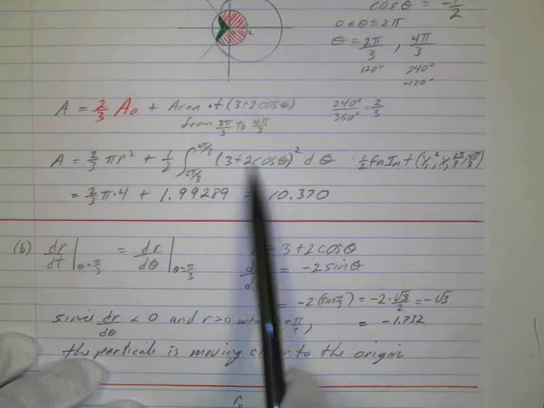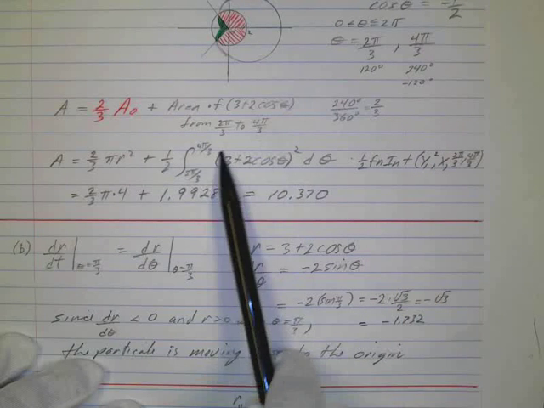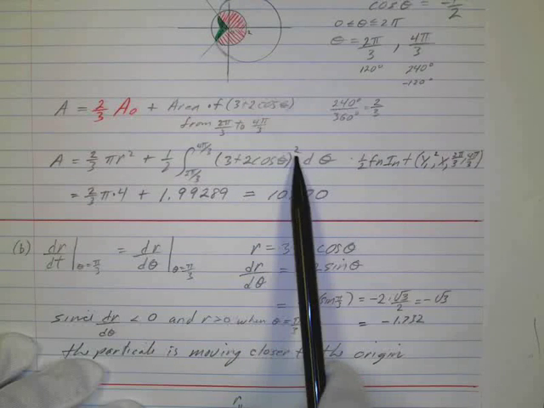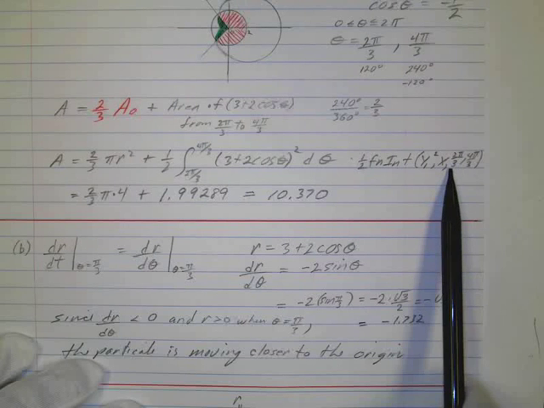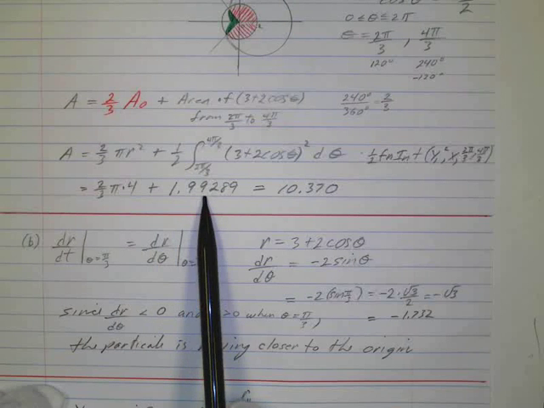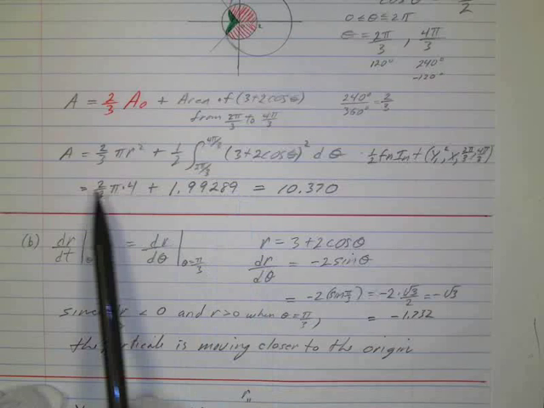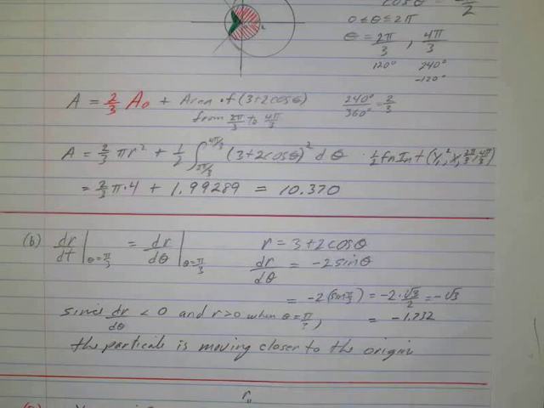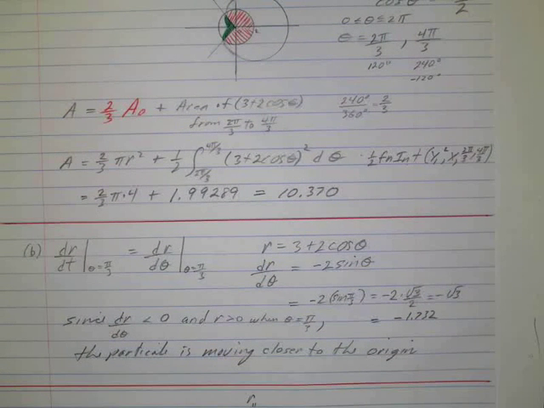So what I did was I actually put this in y1. I took 1/2, and I did the integral of y1 squared. That's going to give me the 3 plus 2 cosine of theta squared, all right? With respect to x, and then from 2 pi over 3 to 4 pi over 3, I multiply that by 1/2, and I got 1.99289. And I added this. I had this all set. I added this to 8 pi over 3, and you end up with 10.370. So you should be able to work that out without me showing you on the calculator, just to save time, okay?